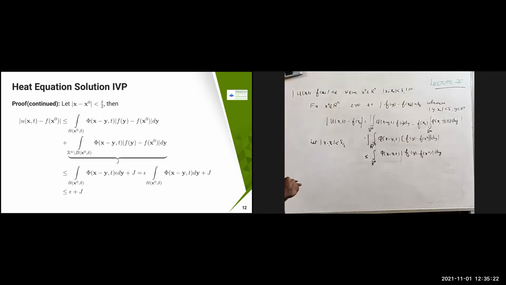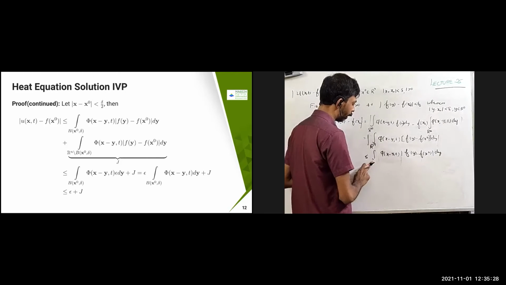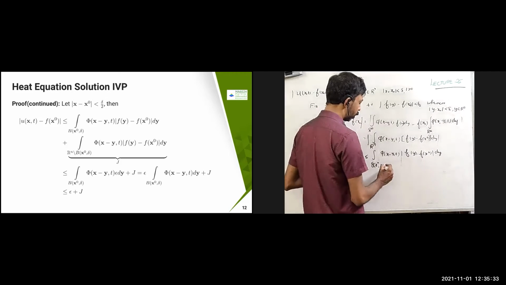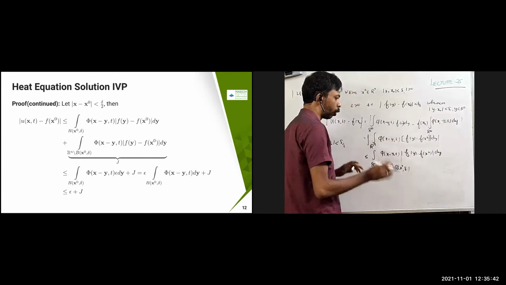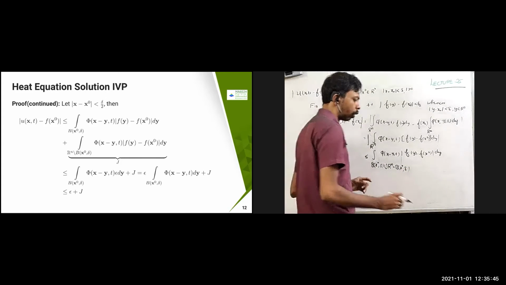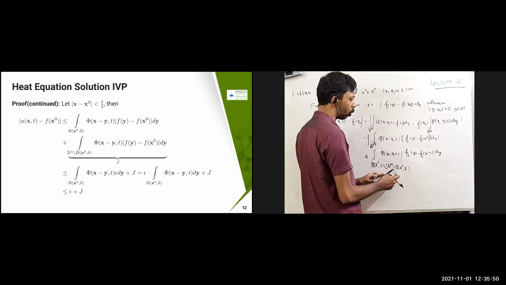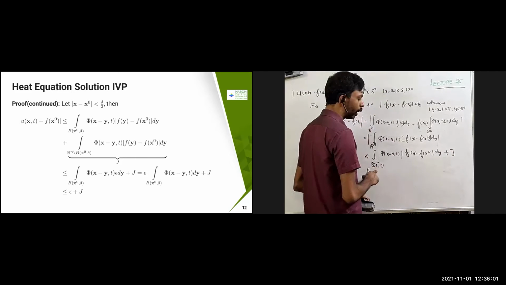So this one I'm going to split into two parts. One is over B of x naught comma delta, and then the union I can write as R n minus B of x naught comma delta. Almost the same logic whatever we used in the wave equation, similar kind of things. So this is going to be split into two parts, and I'm going to put a plus term here. The integral over R n minus B of x naught comma delta I'm going to call J.